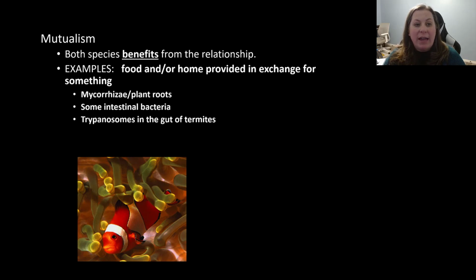We also have mycorrhiza with plant roots. This is a type of fungus. It helps get nutrients to the plant, and the plant feeds the fungus. A lot of farmers actually add these to their fields to help their crops grow. Some of the bacteria in your intestines help you be able to absorb certain vitamins and minerals that you normally can't. They give them to you, and then you provide food to that bacteria.